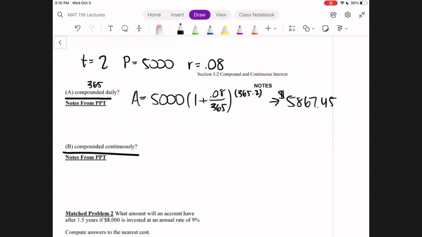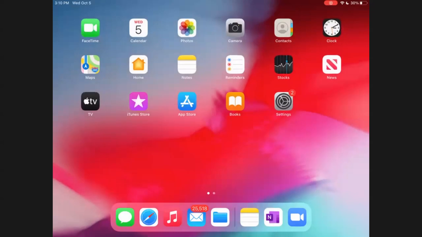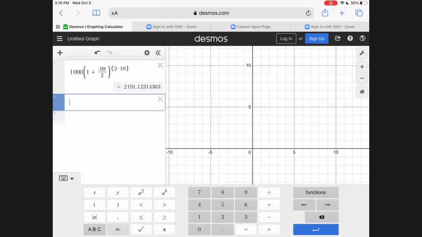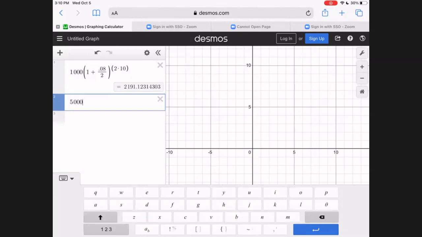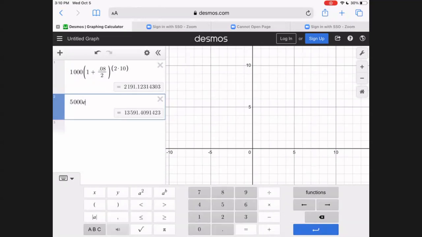Now I'm going to do the same thing, but I'm going to compound it continuous. So that means I just have to use these 3 pieces of information in my equation. So A would equal your principal, and then E, and then your power is your rate times your time, okay? So you can use your calculator or Desmos for this. So let's look at Desmos on how to compute this. So I'm going to have 5,000, right? And then I need my E. So typically if you do ABC, if you hit E, okay, and then go back to your numbers, we need a power. So do the AB button.